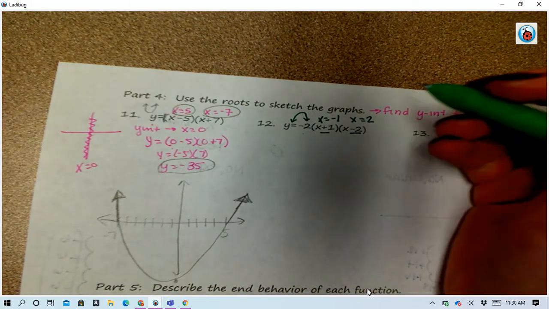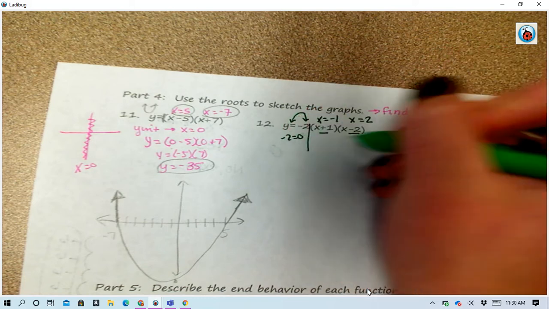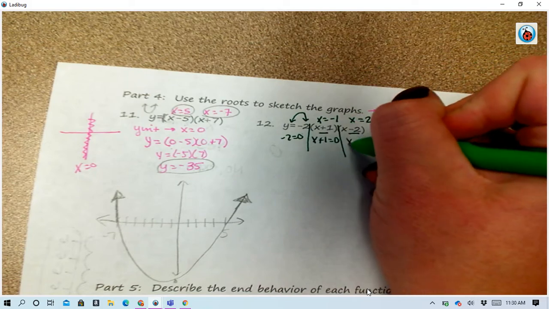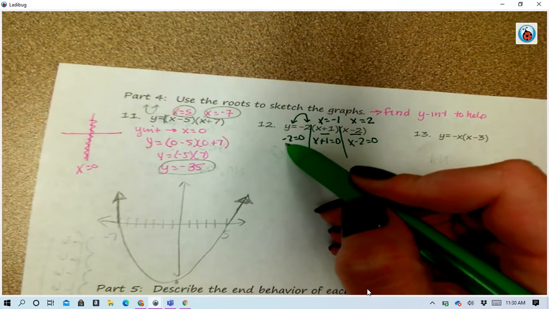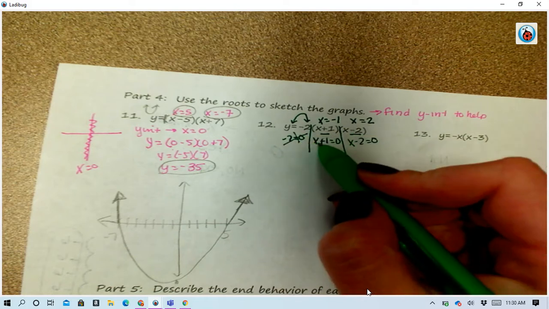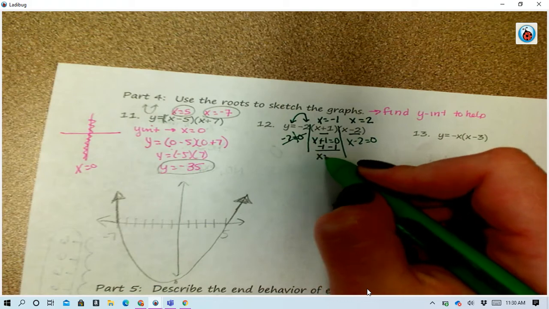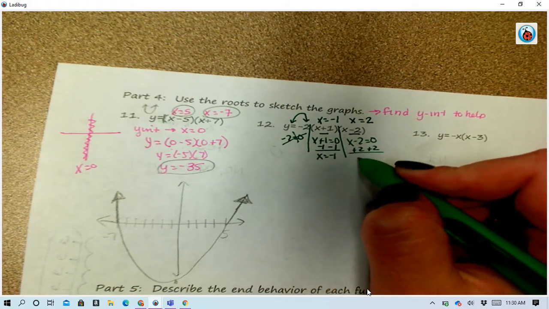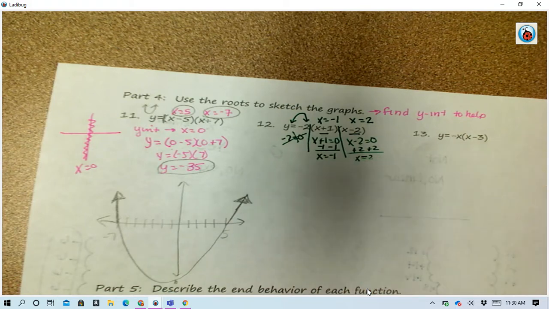Let's say you wanted to solve it. You would set everything equal to 0. So negative 2 equals 0, x plus 1 equals 0, x minus 2 equals 0. Well, negative 2 equals 0 makes no sense. X plus 1 equals 0. We're going to subtract 1 from both sides. Get x equals negative 1. X minus 2 equals 0. You're going to add 2 to both sides and get your positive 2.